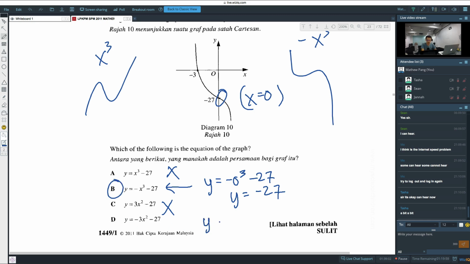When x equals 0, y equals... Oh, both also have the correct y-intercept. This is 0... Oh, this is squared. I didn't see it's squared. The answer is B only, because if it's squared, the shape should be U or N only. It cannot be like this. This one is power of 3.